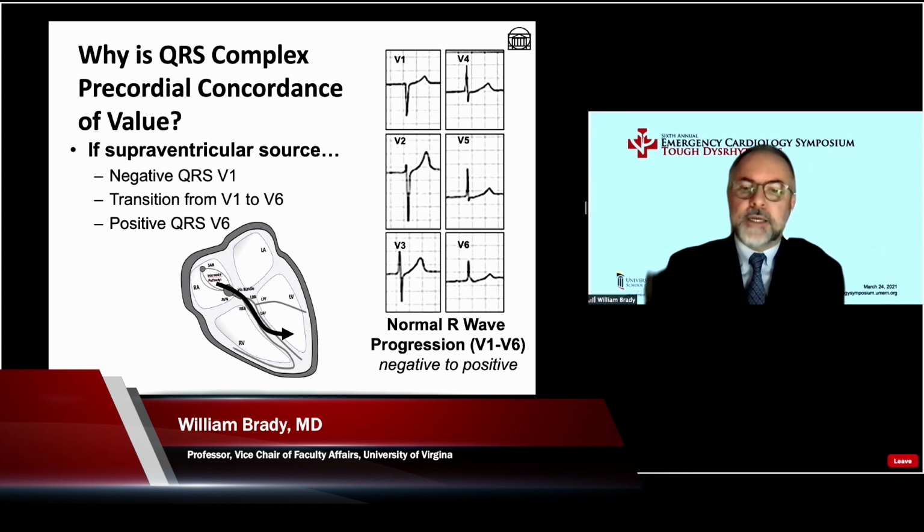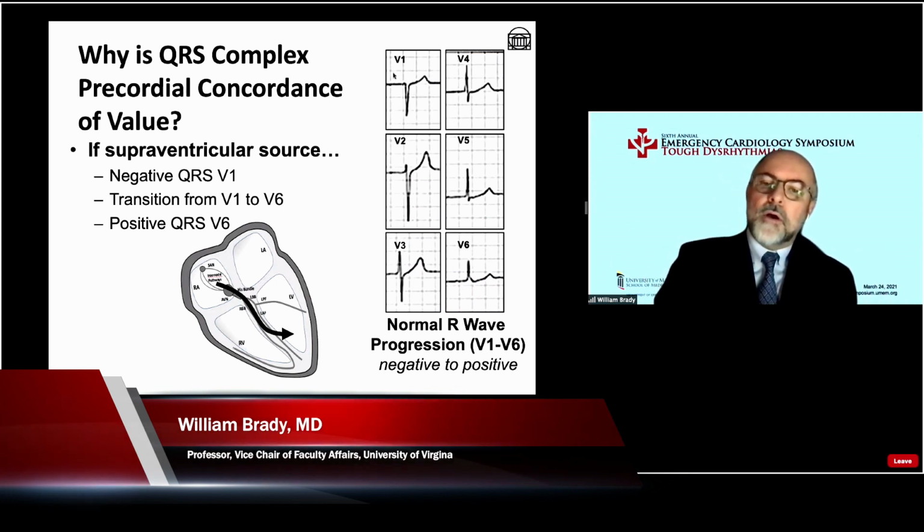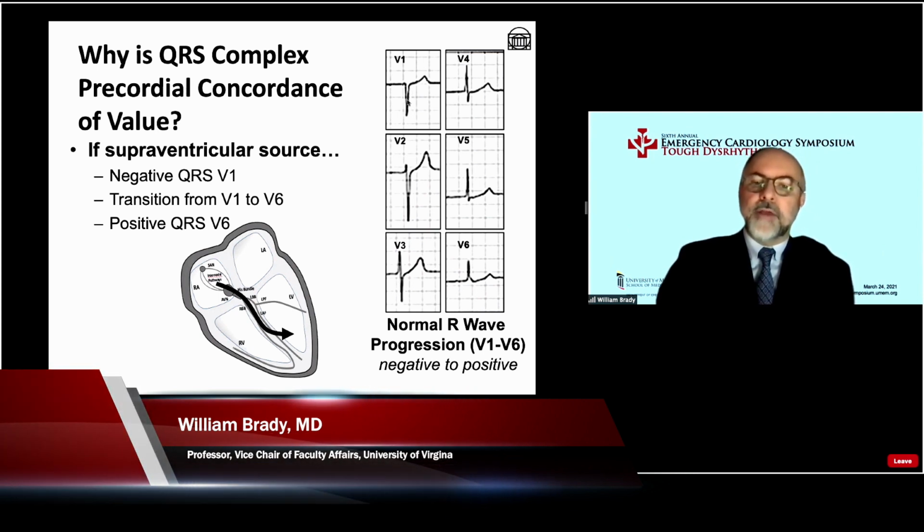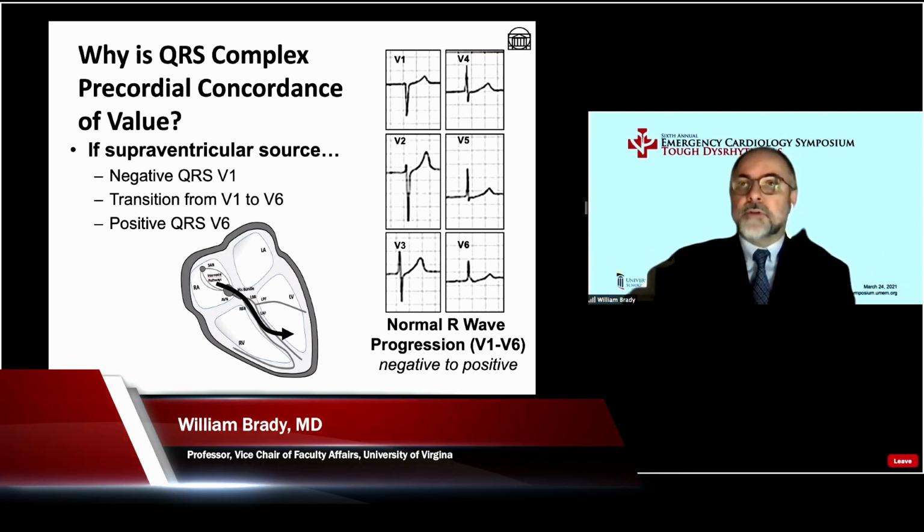Now, here's a patient in sinus rhythm, not a wide complex tachycardia. And remember, lead V1 is almost always entirely negative or mostly negative. And as we go from V2 to V3 all the way out to V6, we have progressively more positive component of the QRS, the R wave, and progressively less Q or S wave, the negative component of the QRS, such that by the time we arrive at V6, we have an entirely positive QRS complex. This suggests a supraventricular source of the rhythm, okay?